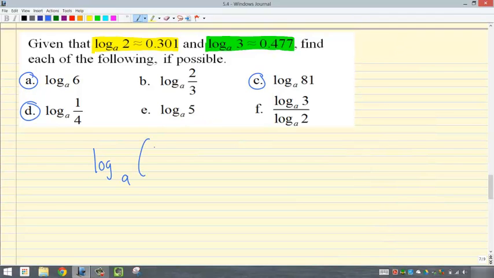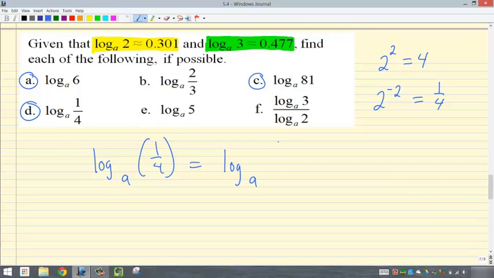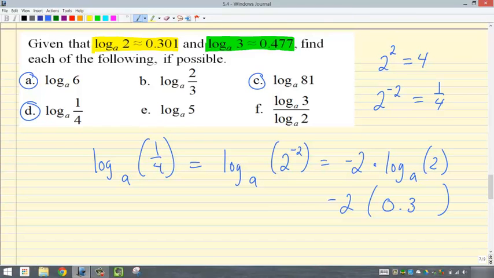Log base a of 1/4. So how do you represent 1/4 using only 2's and 3's? Well, we know that 2 squared is equal to 4, and remember that negative exponents reciprocate. So 2 to the negative 2 is equal to 1/4. So this becomes log base a of 2 to the negative 2 power, which is negative 2 times log base a of 2, 0.301. So that's negative 0.602.